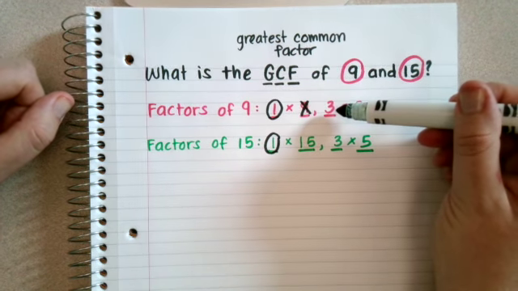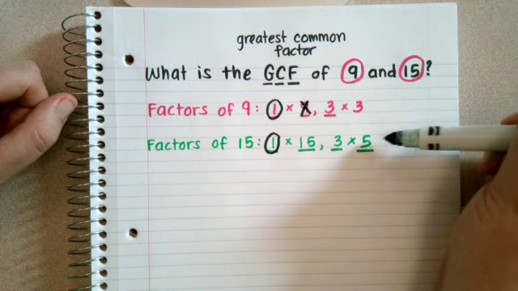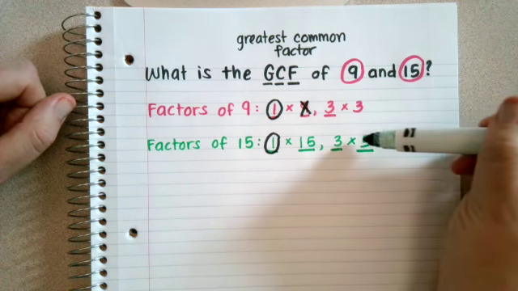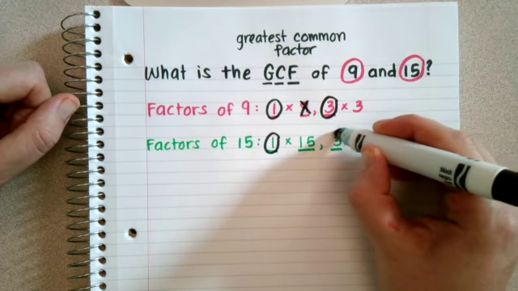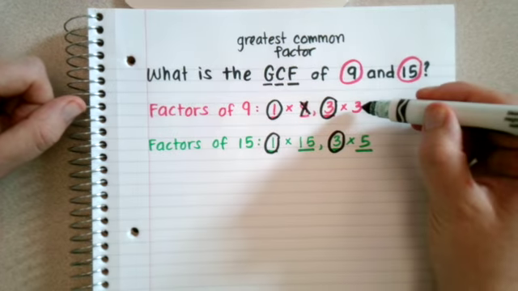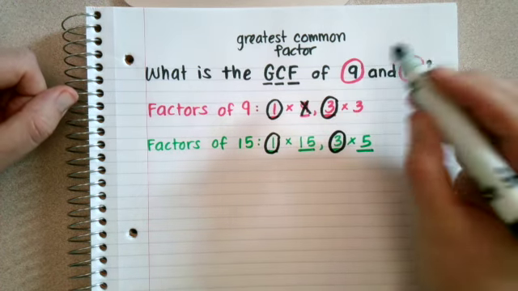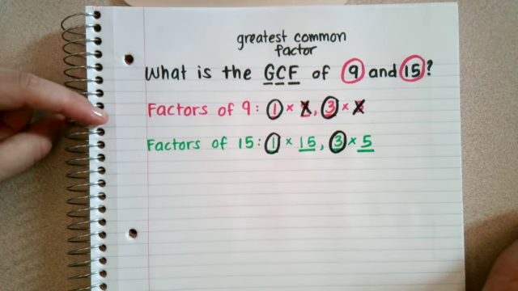Then I'm going to go to my next factor, and that's 3. So I'm going to look down here at the factors of 15 and see, do they have 3 in common? And the answer is yes, they do. 3 is a factor that they have in common. So I don't have to go through 3 again, right? We've already talked about how 3 is a factor of 9 and 15.